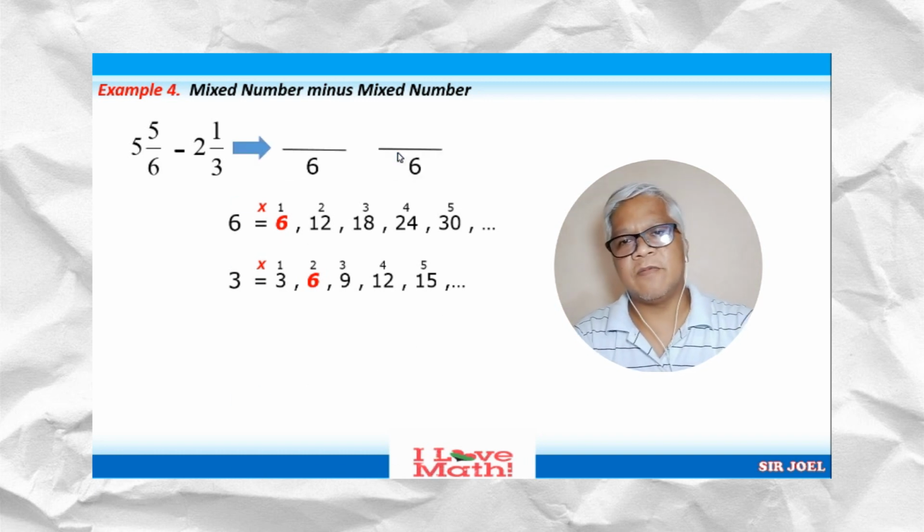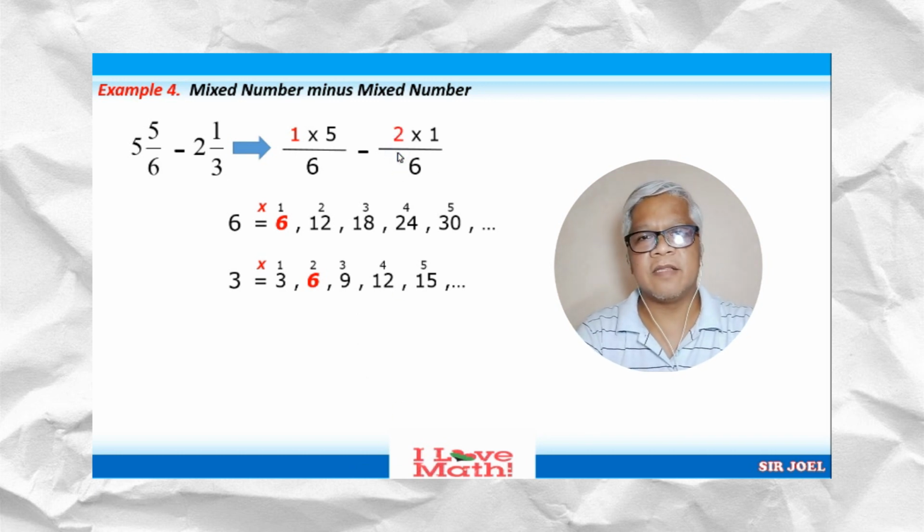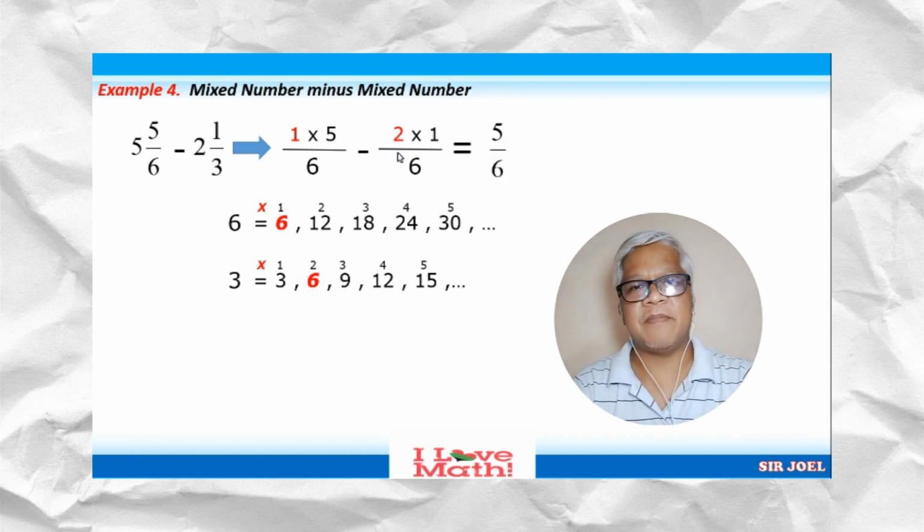So, isosolve ulit natin yung fractional parts. 6 divided by 6 times the numerator 5. And then, minus 6 divided by 3 times the numerator 1. What is the product of 1 times 5? The answer is 5. Copy the denominator, 6.